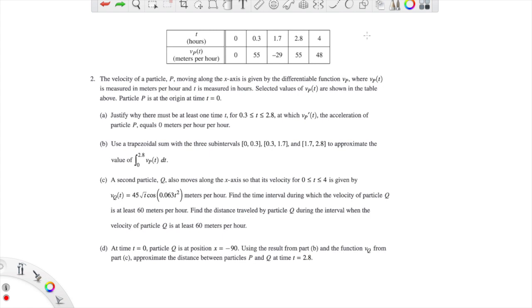First practice problem is going to be question 2 from the 2019 exam. Which gives us some times and the corresponding velocities of some particle moving along the x-axis, and then tells us the particle is at the origin at time t equals 0, which you can see from here. And then part A asks us, justify why there must be at least one time t on the interval 0.3 to 2.8, such that the acceleration, which is v prime t of the particle, equals 0.